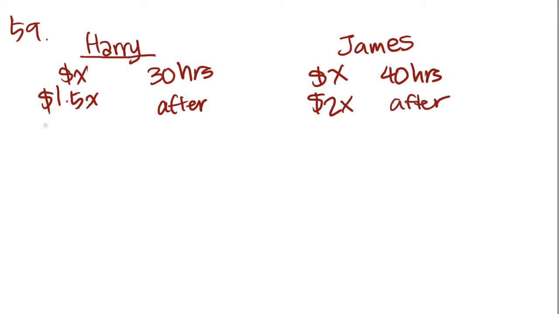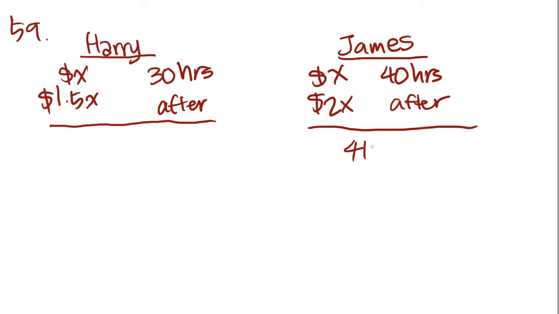So we have these two characters, Harry and James. And the question wants to know, last week James worked in a total of 41 hours. Good for you, James. If Harry and James were paid the same amount last week, how many hours did Harry work last week? Okay, let's see here. So they're saying that James worked 41 hours.